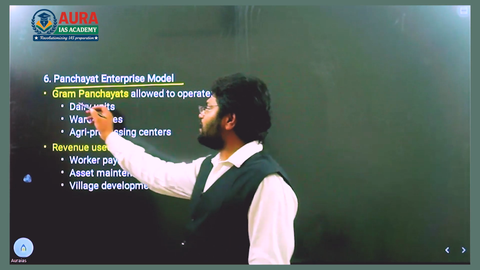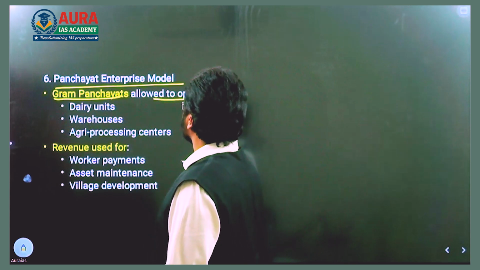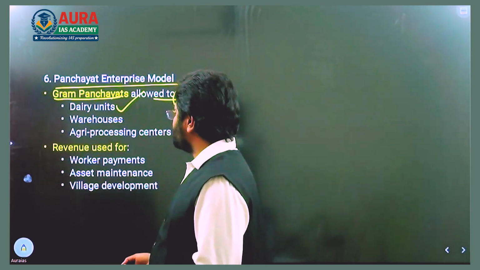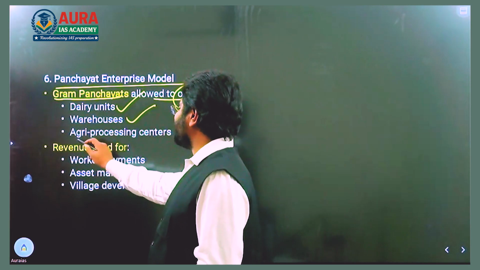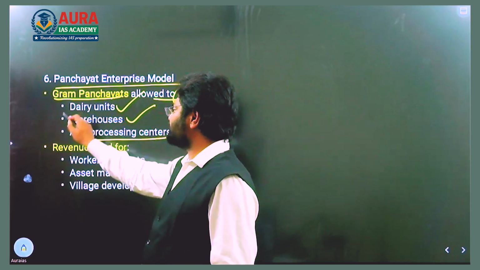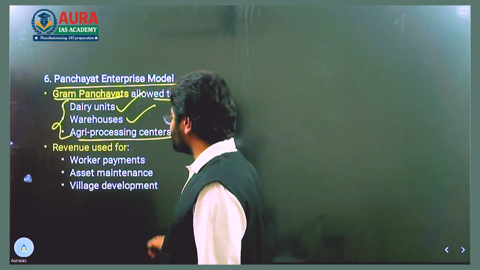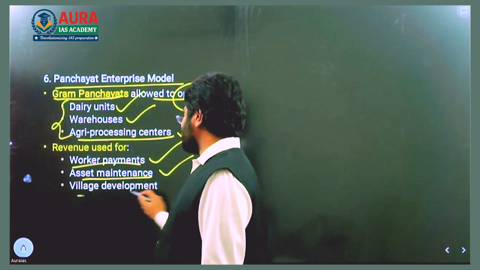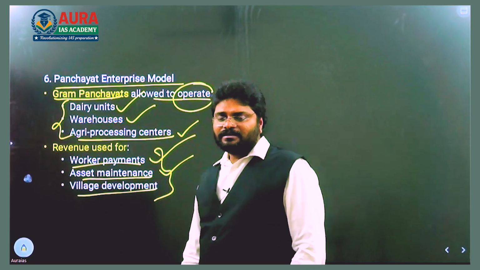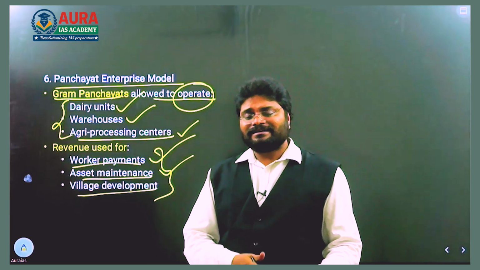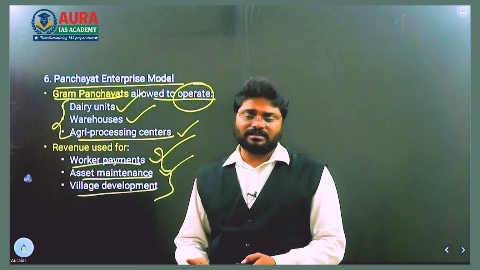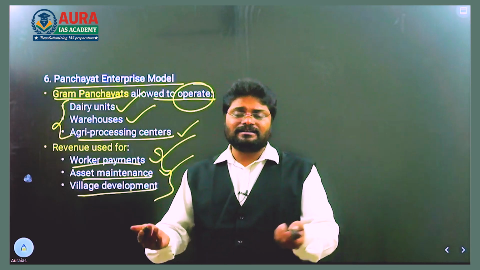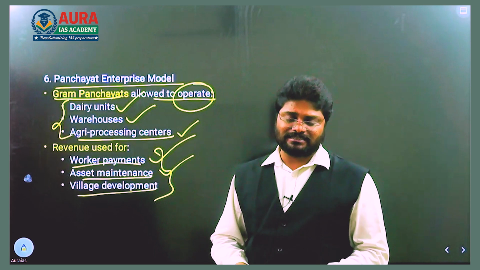So here the Grama Panchayat is the owner which operates whatever dairy units are established by the workers, warehouses and agri processing centers through which money is generated. This money is used for workers' payments, assets maintenance and village development. So here every time the Finance Commission recommends grants and funds devolving to local bodies. So this is the only source of funds. No other sources are available for the Panchayats or villages.